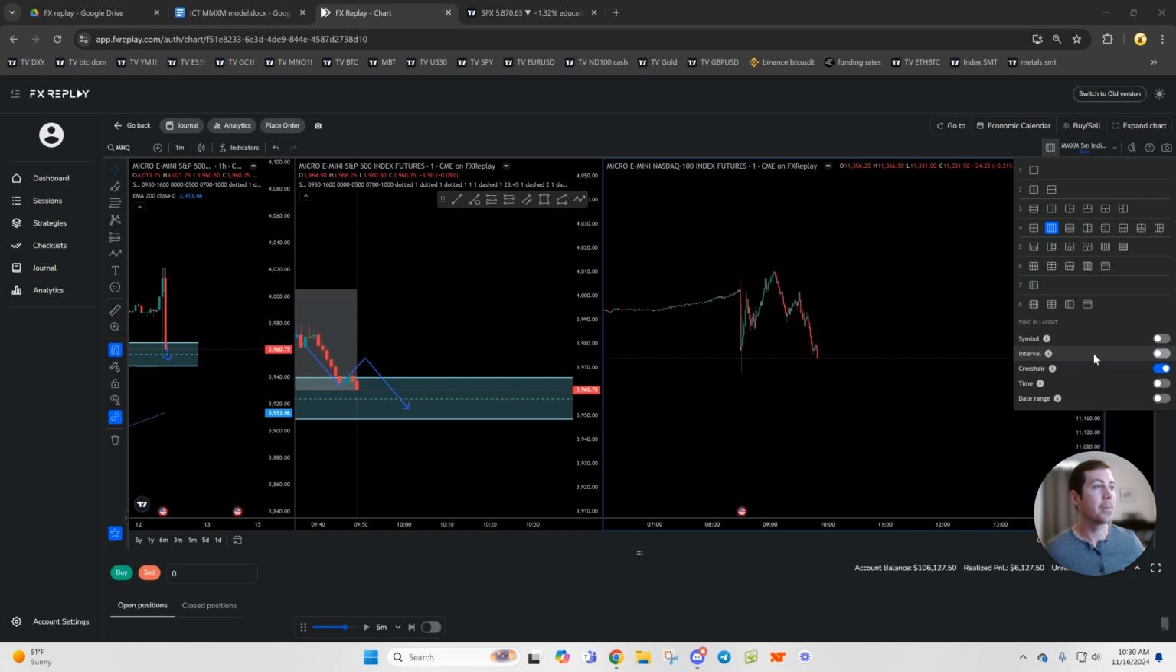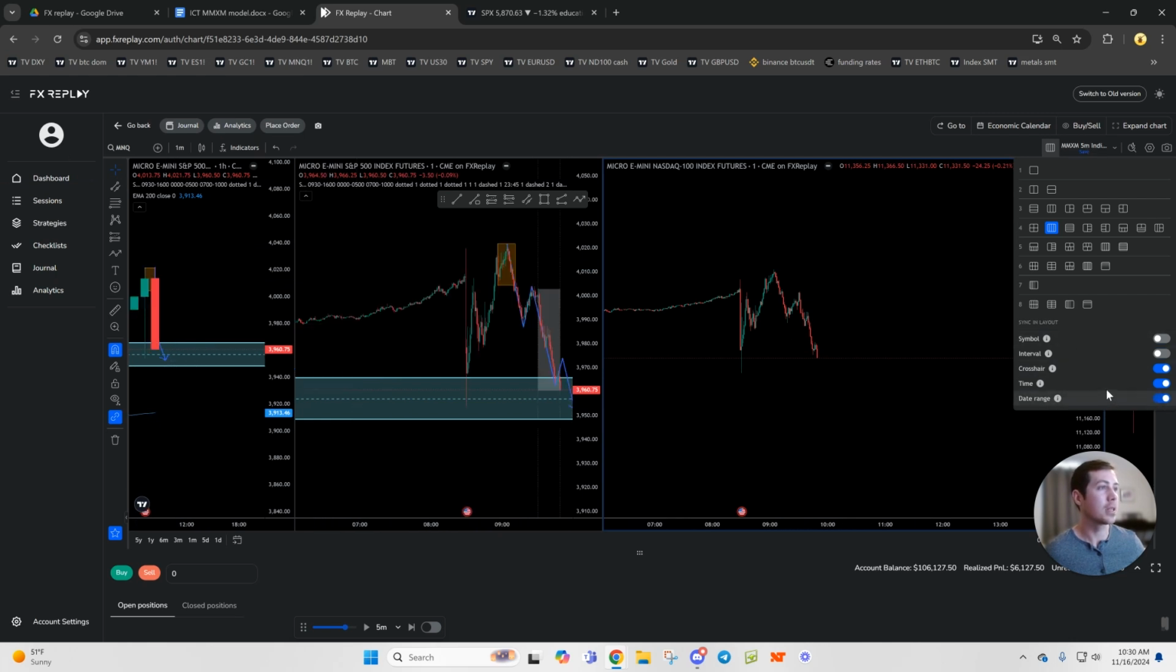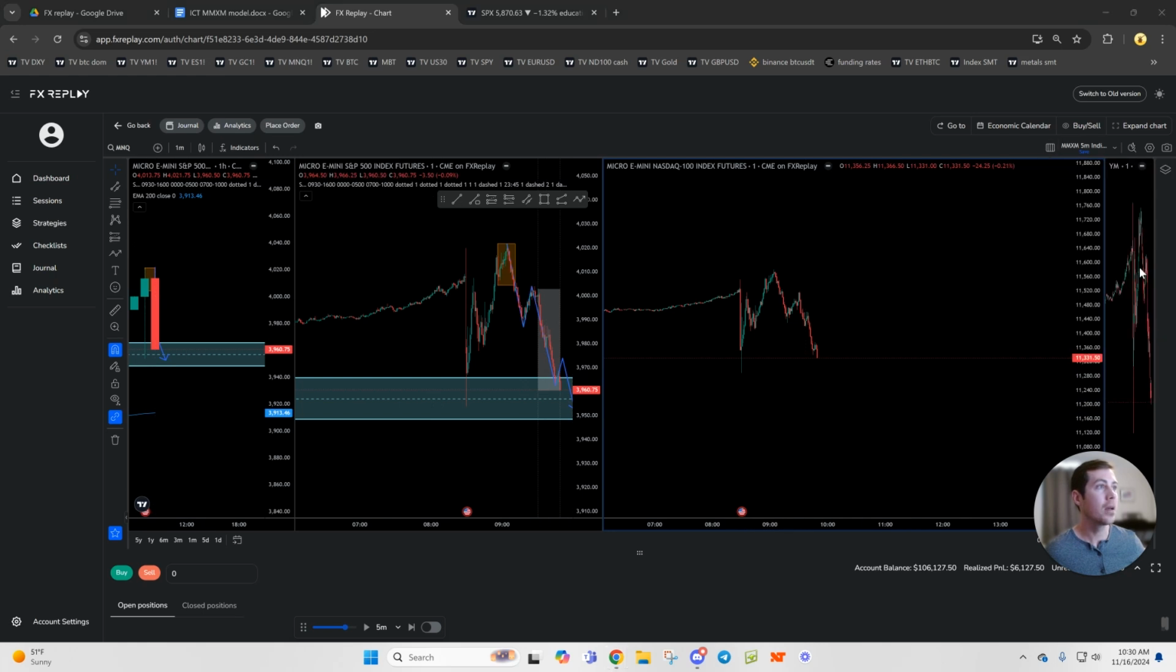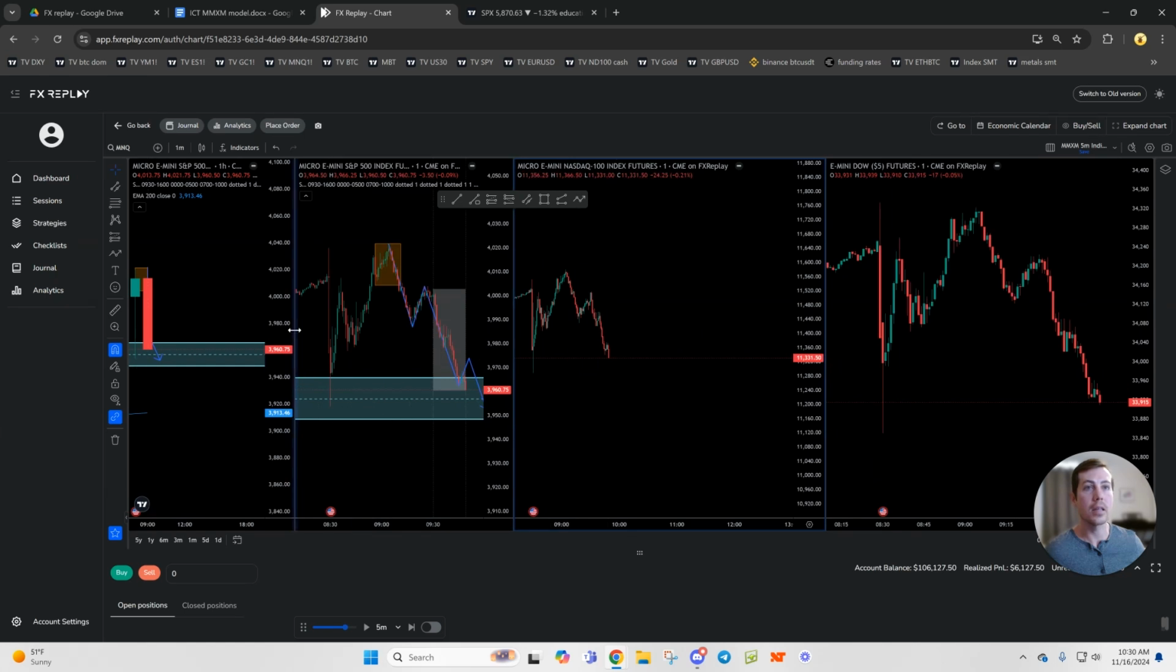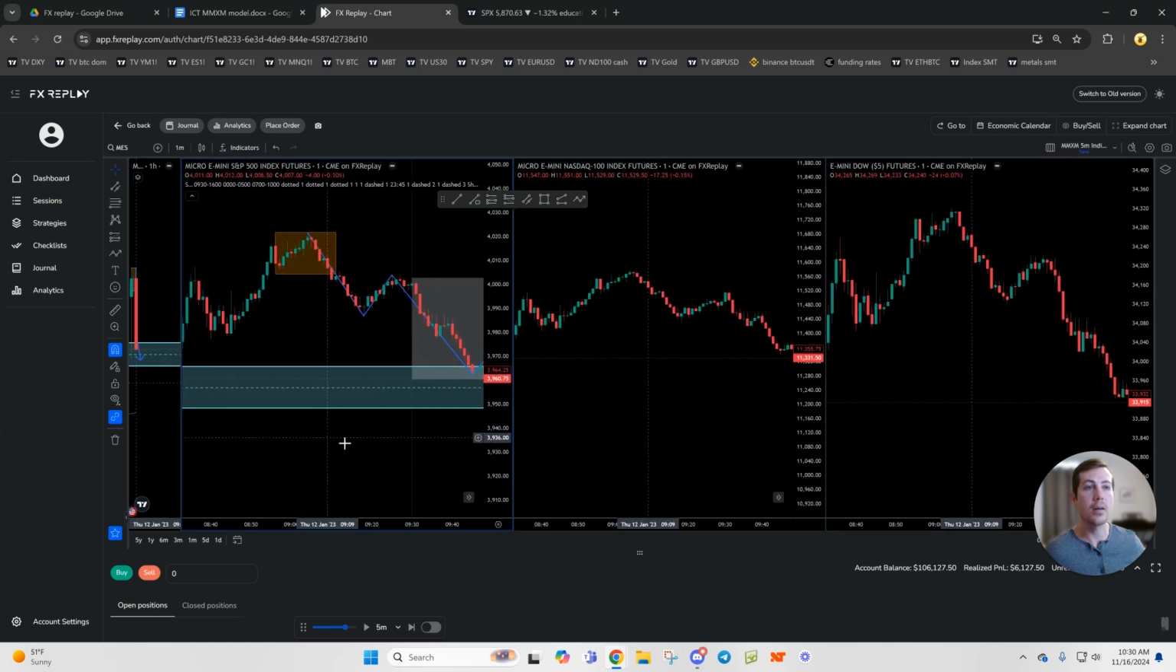But since I'm actually, let's go ahead and sync the time. I don't want to sync the interval because I've got a 1 hour and 1 minute on these, and I don't want to sync the symbol obviously, but I'll sync the time and the date range so that hopefully these will scroll at the same time. And I'm going to get them expanded a little bit so I can see all of these together. I don't really care about the 1 hour right now.